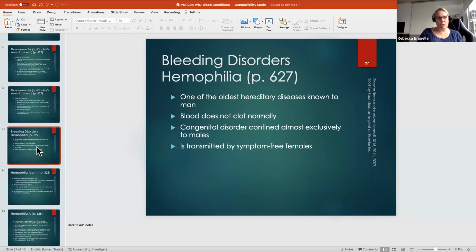But the main thing you need to remember about hemophilia is that the treatment is to replace the clotting factor that they're missing. It's genetically inherited. They don't produce a specific clotting factor, and if you give them that clotting factor, then they're able to clot their blood.